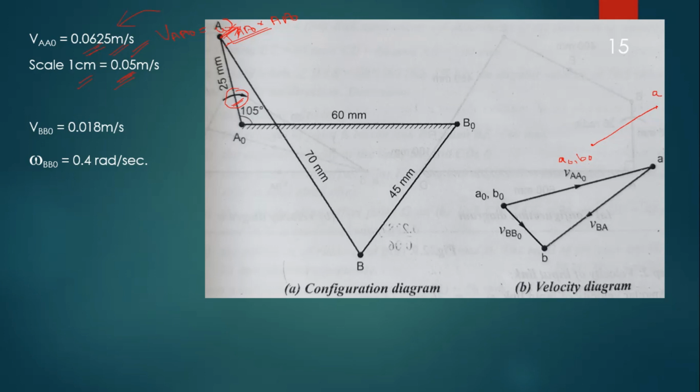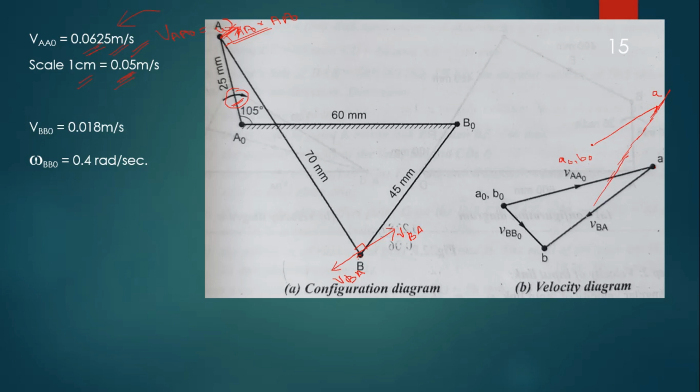So now we have to draw the line perpendicular to this AB, because now we are going to find out the velocity of B. The velocity of B is perpendicular to the line AB, either this side or this side. This is velocity of B with respect to A, right? So from A we have to draw a perpendicular line. Okay, so somewhere C is there.